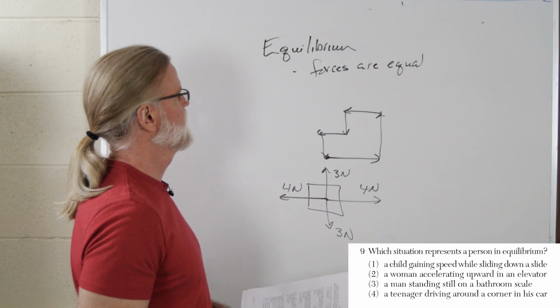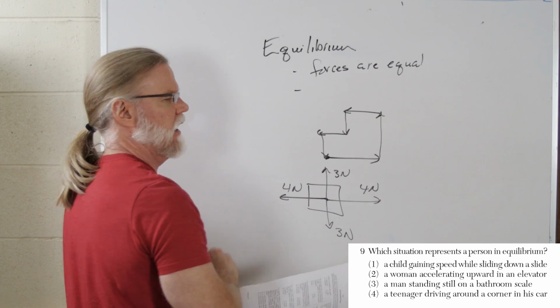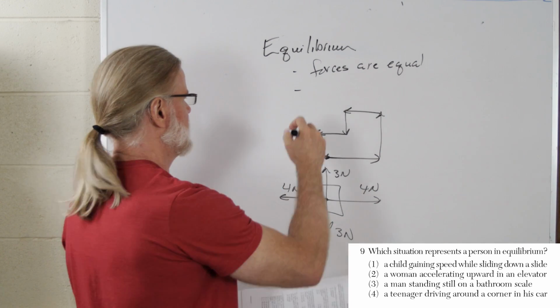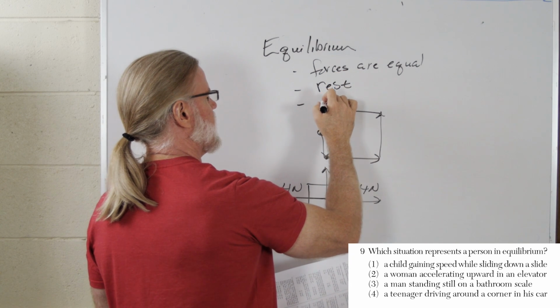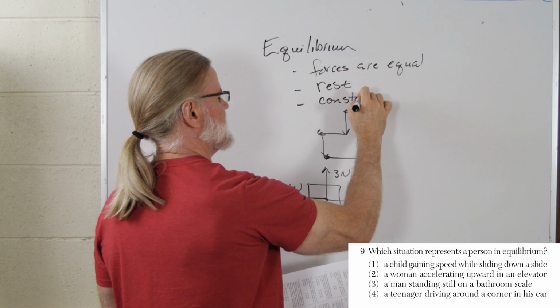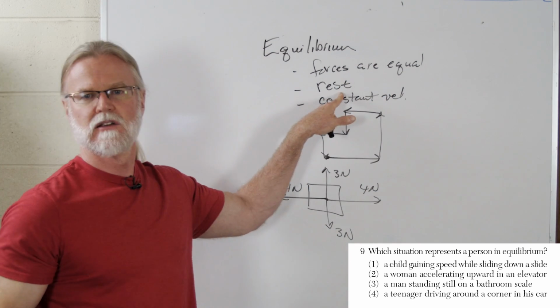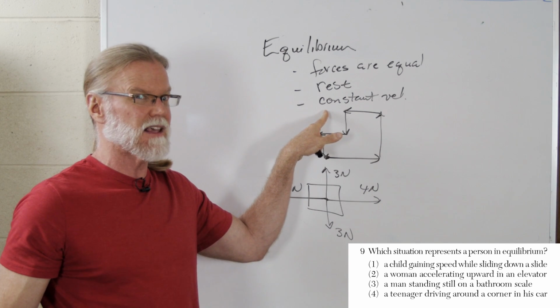All right, it's in equilibrium. The forces are equal. Okay, what else do we know about equilibrium? Well, in equilibrium, it's important to understand the motion of an object in equilibrium. It's either at rest or constant velocity. If it was already at rest, it'll stay at rest. If it was already moving, it would stay moving just like it was.